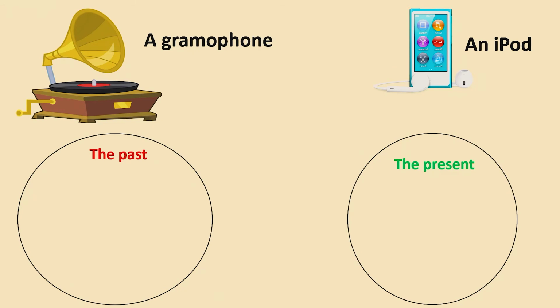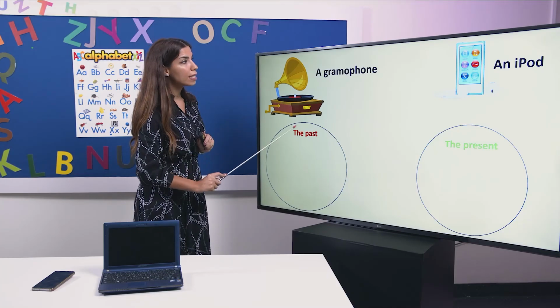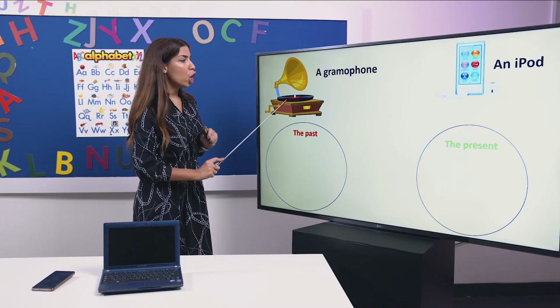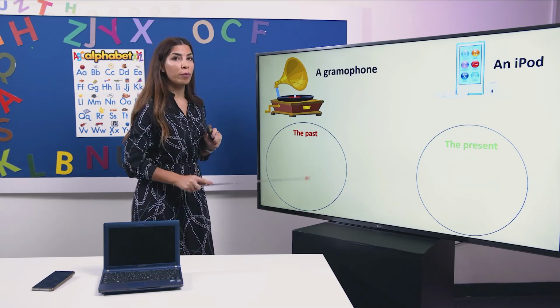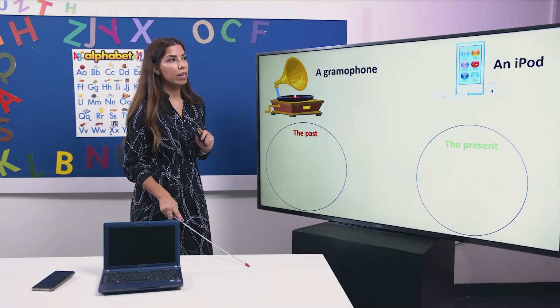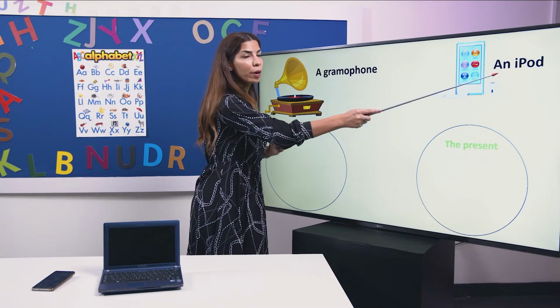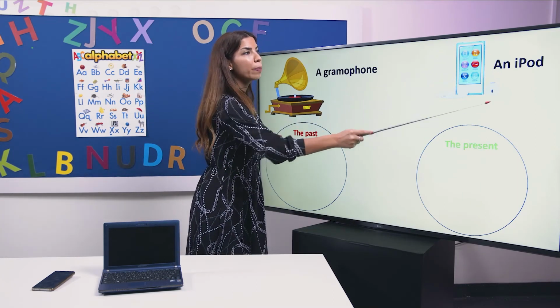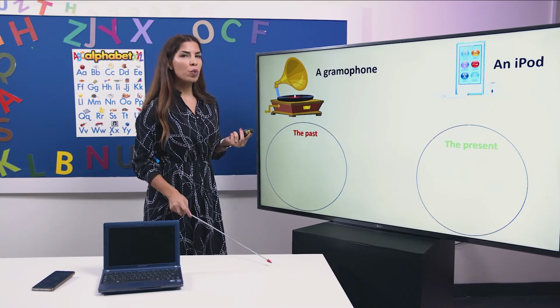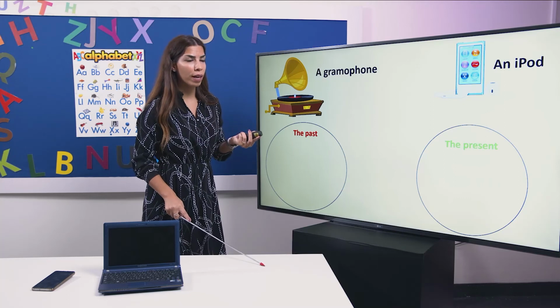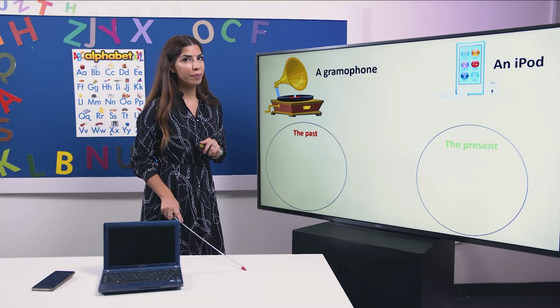Let's check this out now. This is a gramophone. Do you know why we use a gramophone? We use a gramophone to listen to music. And this is an iPod. We also use an iPod to listen to music. Well, which one belongs to the past and which one belongs to the present?